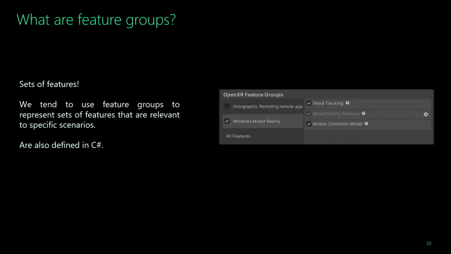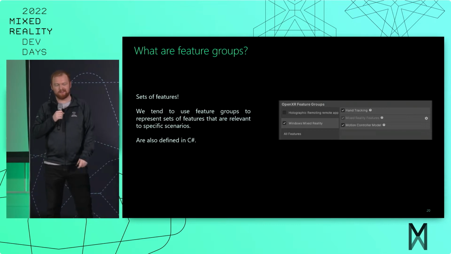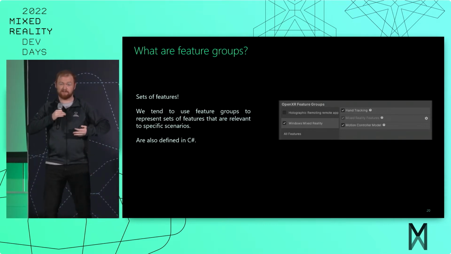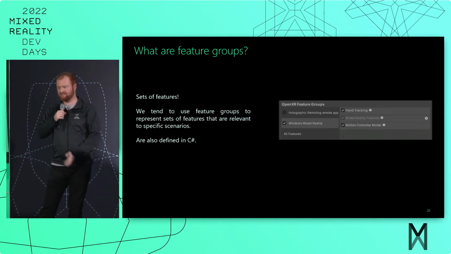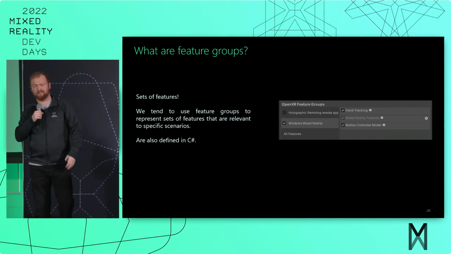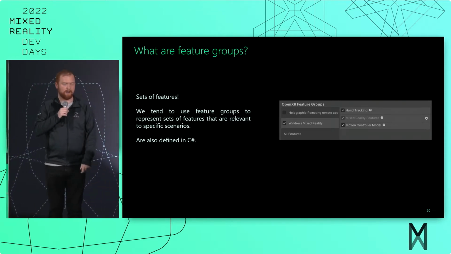Another piece of this is feature groups. I mentioned that on the plugin configuration page, where we had the Windows Mixed Reality feature group. That's basically just a set of features that we tend to use to group features that are relevant for a specific scenario, right? So if you're under the UWP settings, you'll see a HoloLens 2 feature group that has hand tracking, the feature that enables spatial mapping and spatial anchors and that sort of thing.